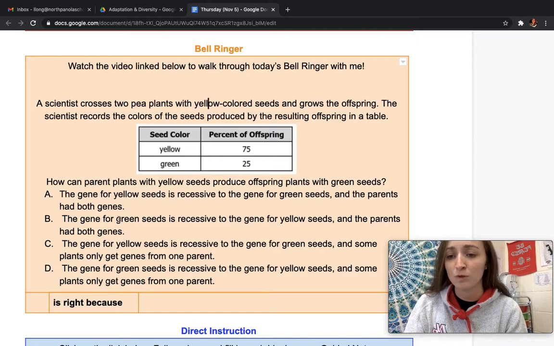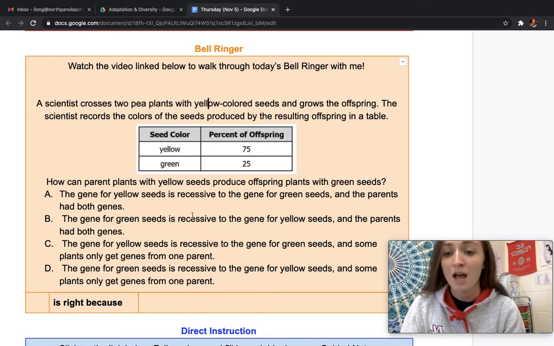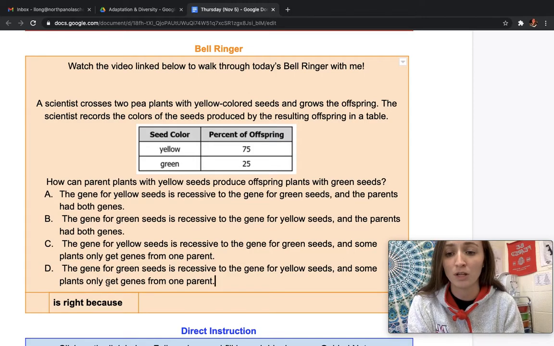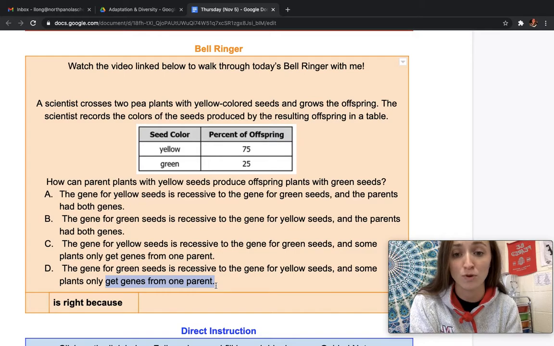Okay, so what's the difference between B and D? So we're deciding, in B, it says the parents had both genes. And in D, it says some plants only got genes from one parent. So one thing that's never going to change with sexual reproduction is you're going to get genes from both parents, one from the mother, one from the father. You are never going to get genes from just the one parent. Both of the parents are going to contribute an allele. So we know that D is not going to be it. So the correct answer in this case is B.